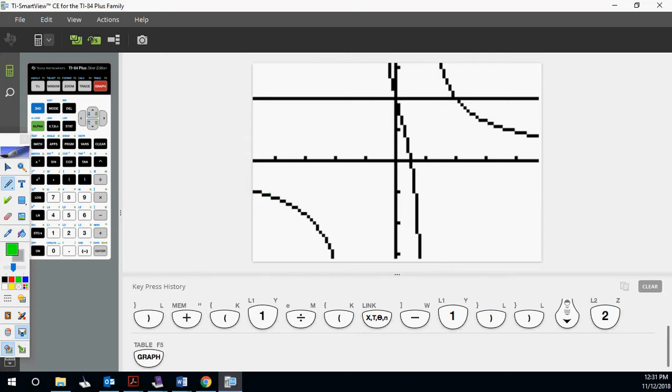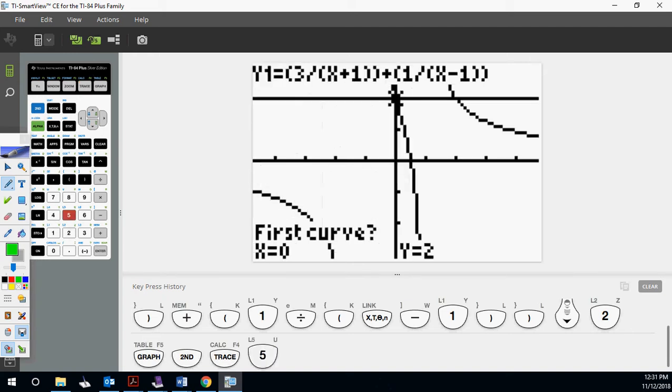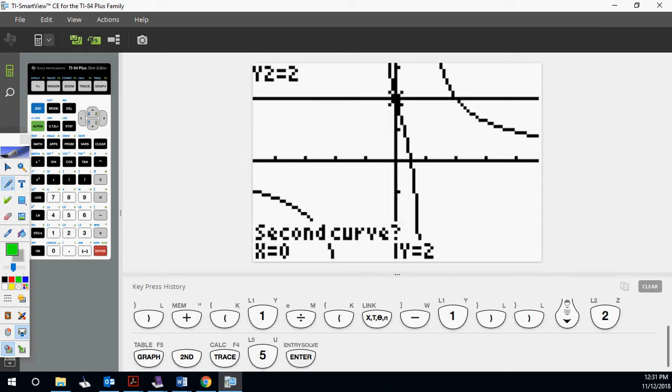So again, to refresh intersect, you hit second trace, number 5, intersect. And it's pretty simple actually here. You just hit enter 3 times when you're close to where they cross. Like right now, it's exactly on it. It'll be a little tedious, but we'll just do it anyways. Okay, so the first one is 0, 2. So your first solution, is your answer 0 or is it 2? 0. We're solving for x. Okay, well, so 2 is the other one.